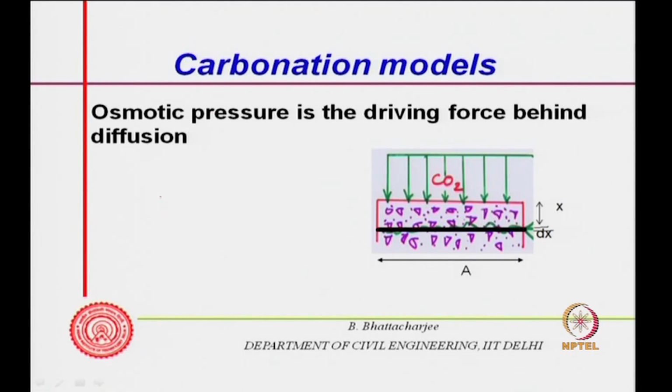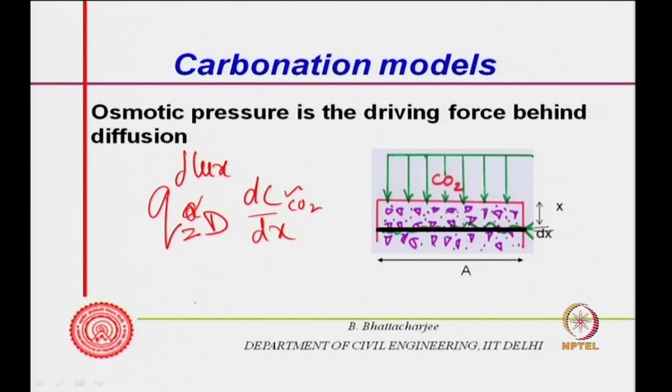Okay. So, Fick's diffusion law says the diffusion flux, in some unit like kg per meter square per unit time, is proportional to dc/dx, where dc/dx is the concentration gradient and c is the concentration. In our case c is CO2, and the constant of proportionality I will call the carbon dioxide diffusion coefficient. So, flux q is proportional to the concentration gradient of the carbon dioxide.